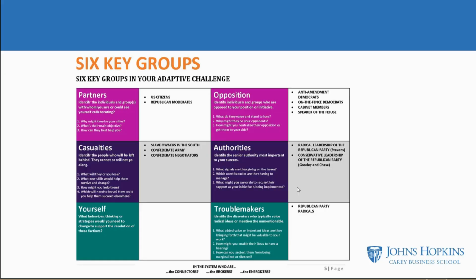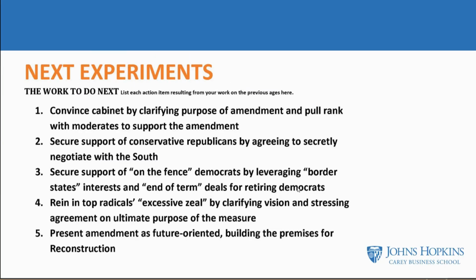And if you think about it, while Lincoln didn't have the faction map, of course, what we actually see in the movie is exactly the deployment of those next experiments: the convincing of the cabinet by clarifying the purpose of the amendment, the securing of the support of the conservative Republicans to agree to secretly negotiate with the South, or the securing of support of the on-the-fence Democrats, and the reining in of a top radical by clarifying the vision and stressing agreement on the ultimate purpose of the measure.